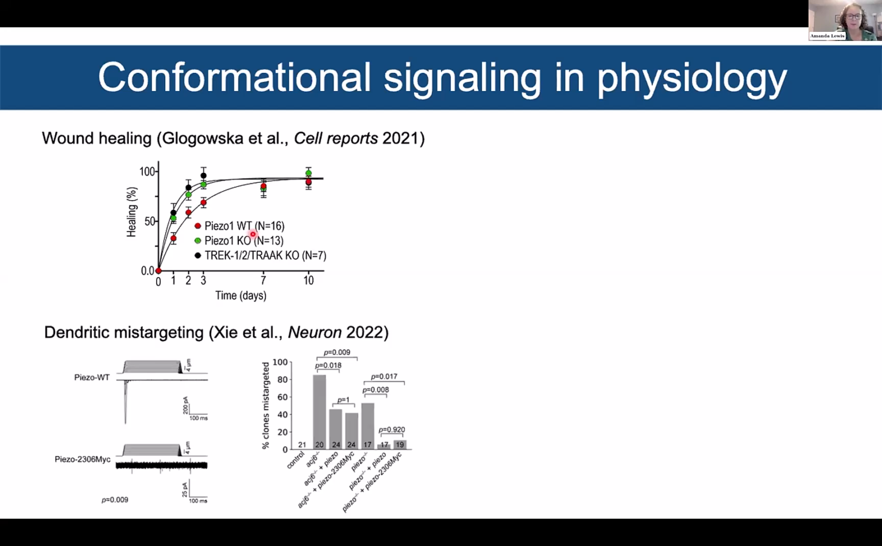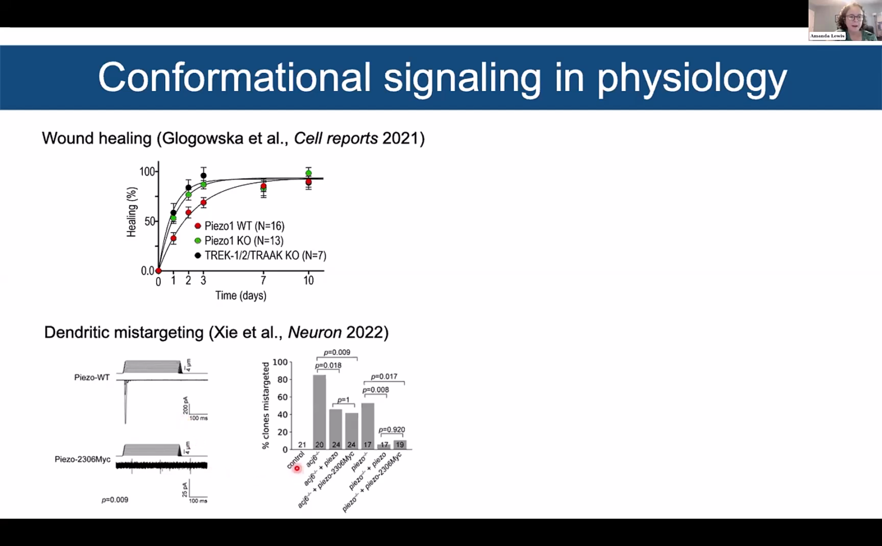Further, the Lowell lab showed recently that a non-conducting Piezo1 mutant actually rescues a dendritic mistargeting phenotype in fly. So here on the left, you can see currents elicited from a wild-type Piezo channel, and then the lack of currents elicited from this 2306 mutant. So this is a non-conducting Piezo mutant. It doesn't respond to mechanical force by eliciting a current.